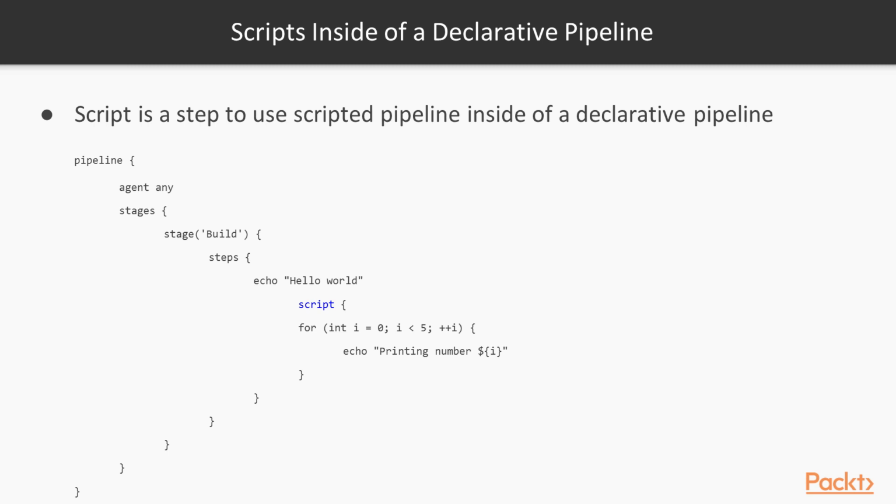Last but not least, it's also possible to run scripted pipeline or scripts inside of the declarative pipeline. The way to do that is you just declare a pipeline, then you define the stages, a specific stage, the steps, and inside of the steps, you can define one step called script. Inside of this block, you can create your script based on Groovy.